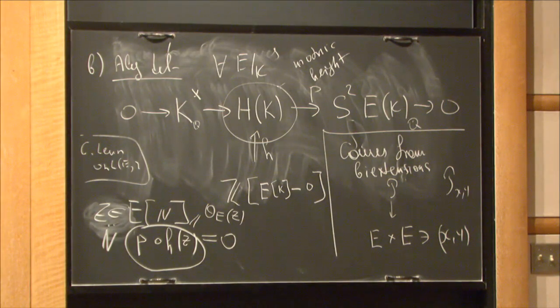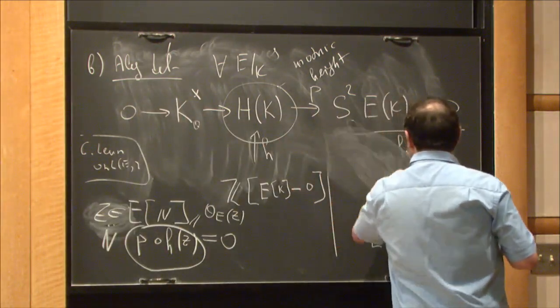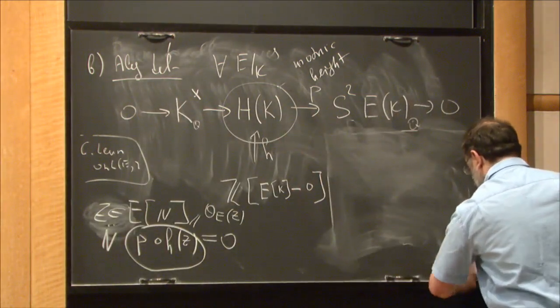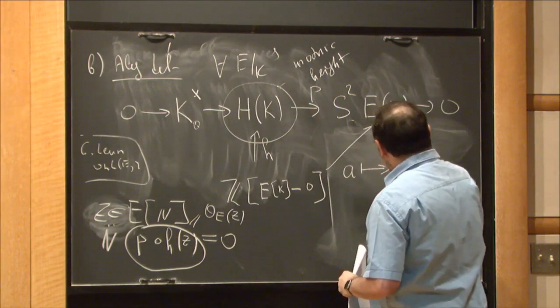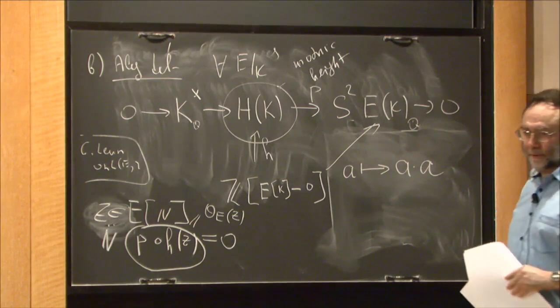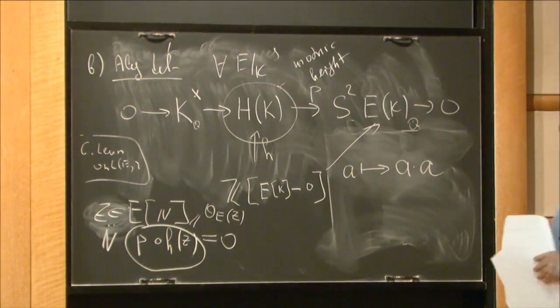Oh, thank you, Akshay. This is the most important part of the story, which I completely forgot to mention. Yes, of course. What is the composition? It's a map given by A going to A dot A. OK?